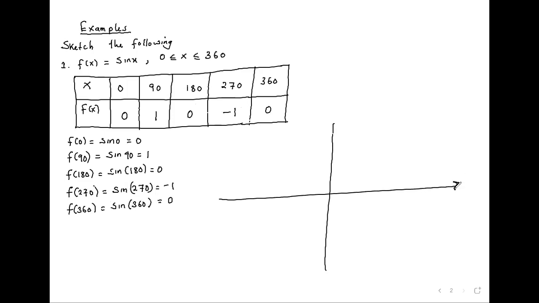So talking of the sketch, we have 0, and then we're doing spaces of 90, 180, 270, 360. So sine 0 is 0, sine 90 is 1, and then 180 is 0, and then 270 is -1, and then it is 0. So we have something like this.